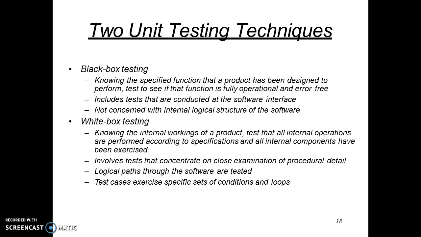We do not care about the internal structure. What we care about is the behavior of the function. Whatever the intended outcome is, whether we are getting it for this input or not, that is what we check in black box testing. On the other hand, white box testing is knowing the internal working of the product. We test that all internal operations are performed according to specification and that all internal components have been exercised.